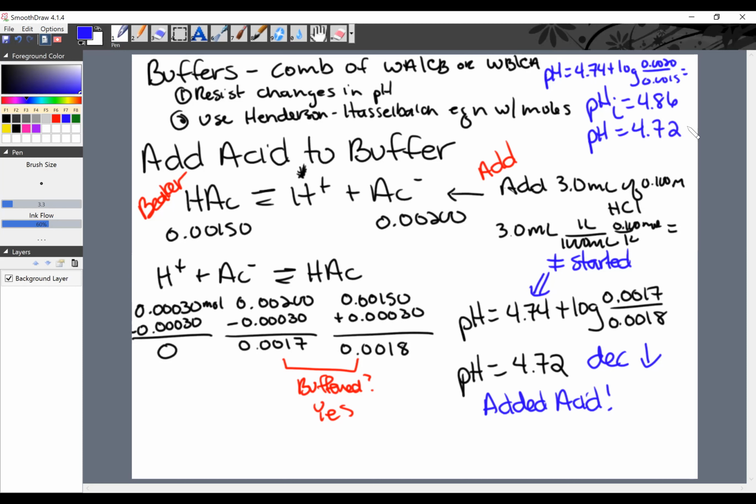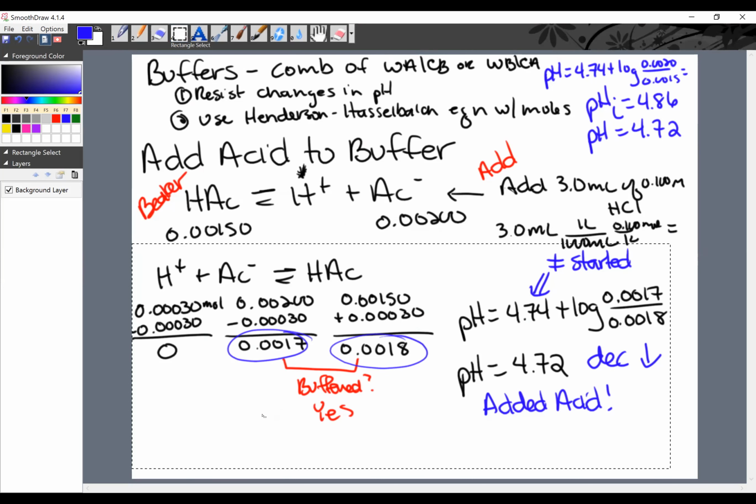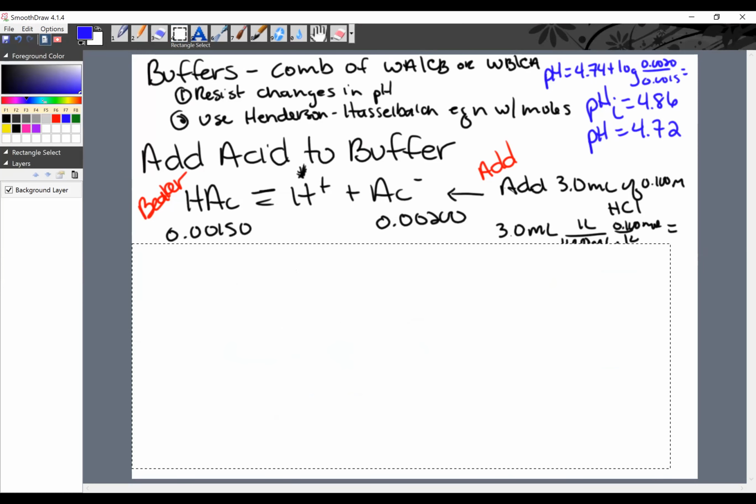All right, well, let's ask it what would happen if I added base to it. Now, in this case, I'm going to add it to the original. So I'm going to pretend I haven't added this acid. If I wanted to go next, I would use these numbers, if I was just going to keep going, but I'm telling you, go back to the original buffer and let's add some base to it.